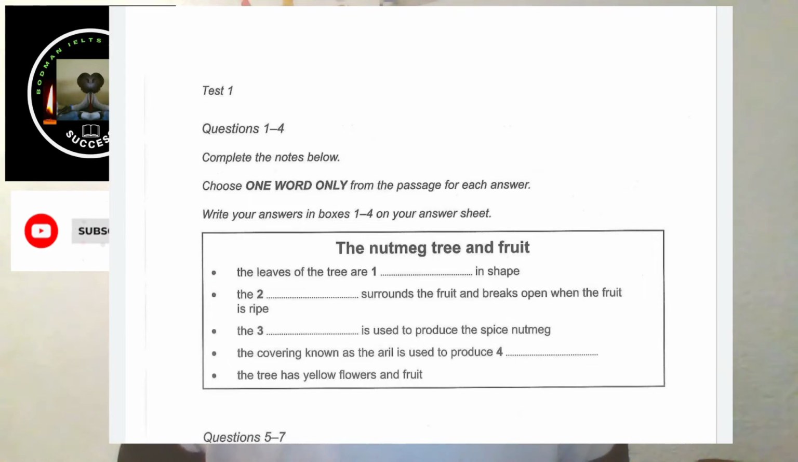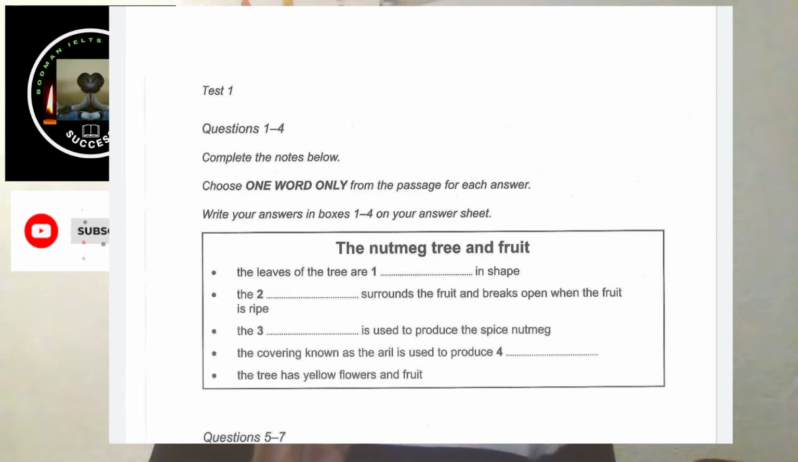Don't forget the steps. The first step, pick your keyword from around the gap. The next question now: the dash surrounds the fruit and breaks open when the fruit is ripe. If you look at this question very well, you want to pick your keyword. The dash surrounds the fruit, keyword. Breaks open, keyword. When the fruit is ripe, keyword.